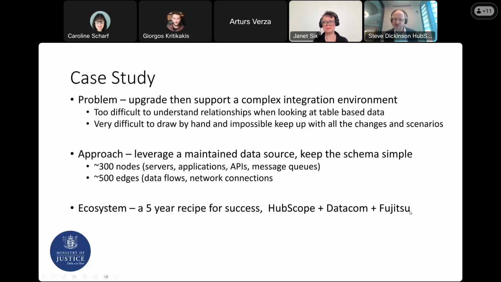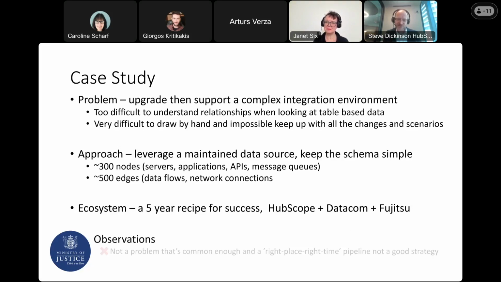And Fujitsu are the reseller into government. Within government in New Zealand, you have to have a partnership agreement with the government, which HubScope doesn't have. So we partner with Fujitsu in New Zealand, and they do the annual license renewals, which has actually strengthened the relationship because they look after the account management. The Ministry of Justice pays Fujitsu, they pay me, I pay you. It's a nice little partnership.